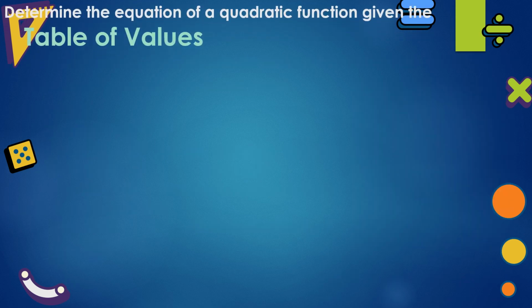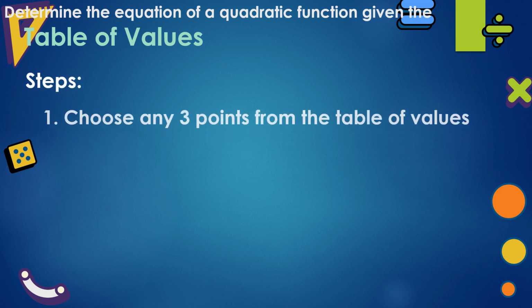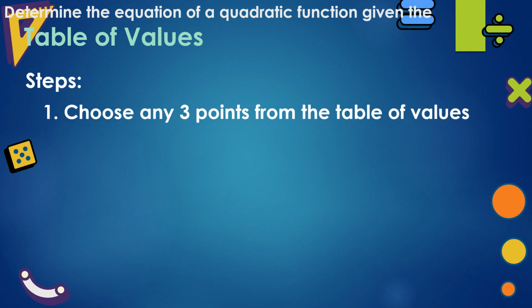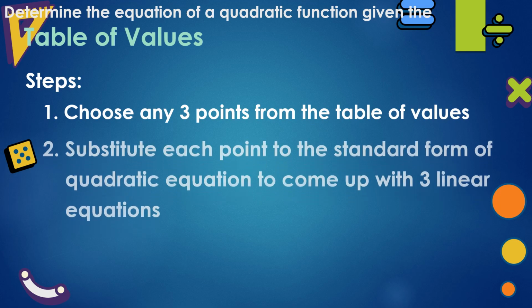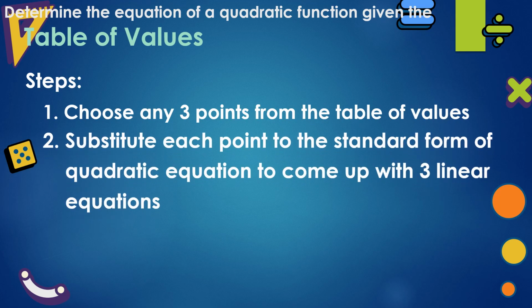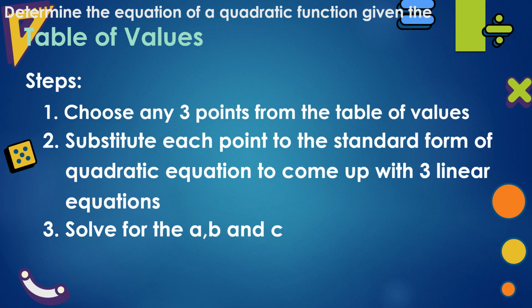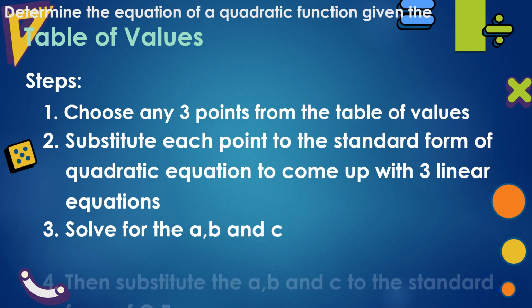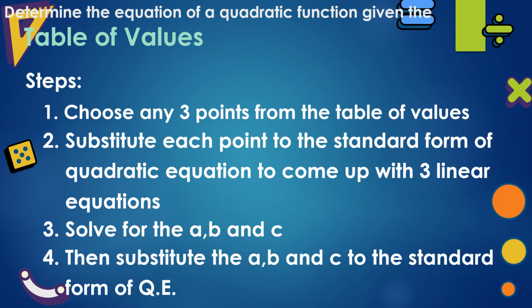To determine the equation of a quadratic function given the table of values, follow these steps. Choose any 3 points from the table of values. Substitute each point to the standard form of quadratic equation to come up with 3 linear equations. Then solve for a, b, and c. Substitute the a, b, and c to the standard form of quadratic equation.